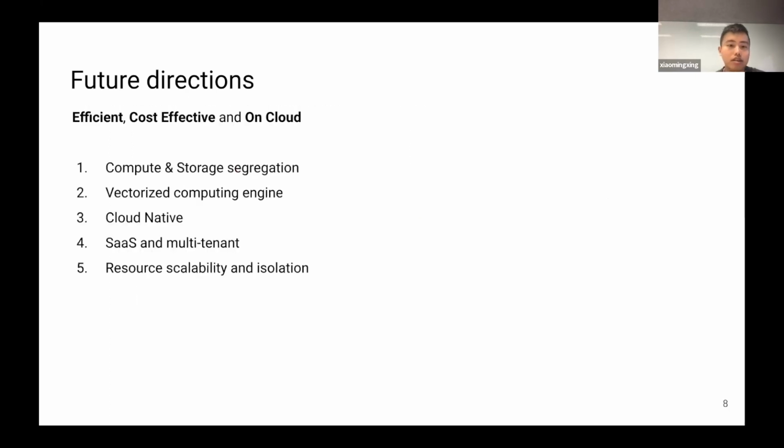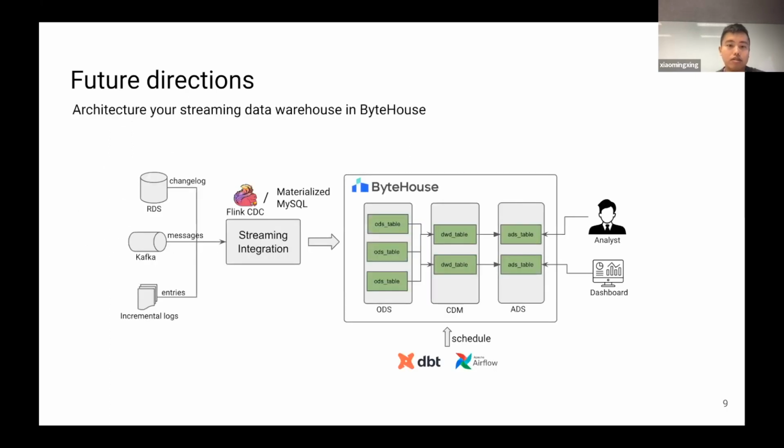So that's why we are building a ByteDance product to fit this kind of requirement, to allow customers to very easily use a data warehouse and build data insight from their data. This kind of architecture lets you directly stream and integrate your source data, like your RDS change log, Kafka, and also your incremental logs.